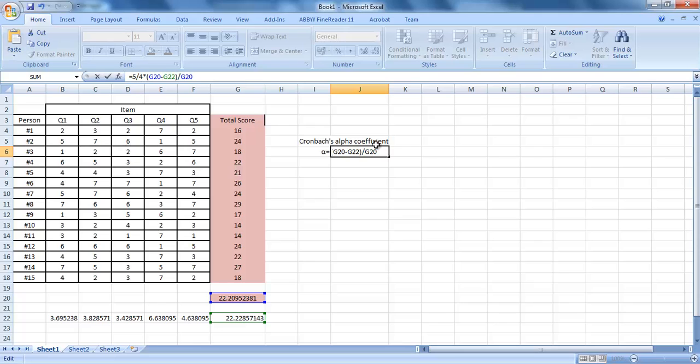So let us see. So the Cronbach's coefficient is negative something. So this is not a good coefficient. This is not a good coefficient.